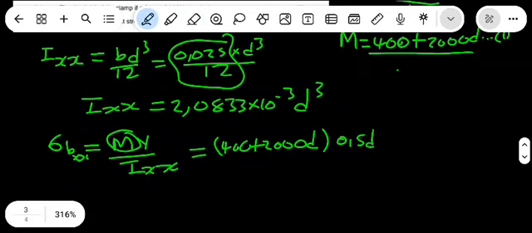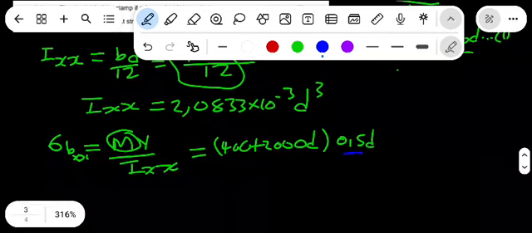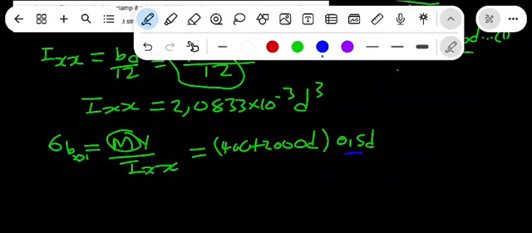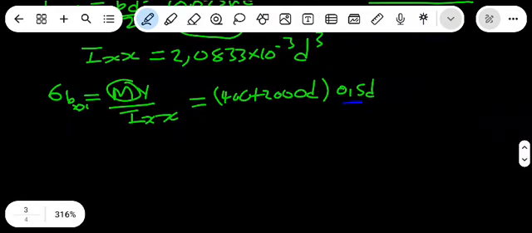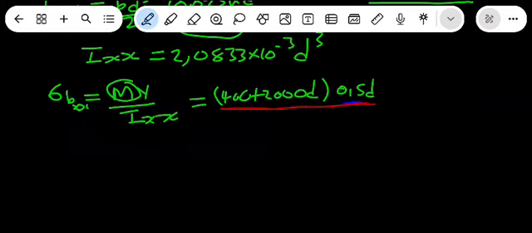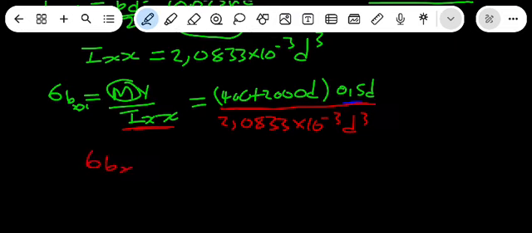Alright, so this is what we have there. Hopefully we are together. Okay, then this must be divided by Ixx, which is 2.0833 times 10 to the power of minus 3 d cubed. So yeah, this is what we have. So we can have our bending stress along the x-axis, even if I don't show this, but we know this is our bending stress.